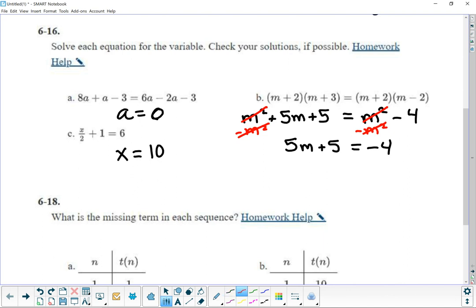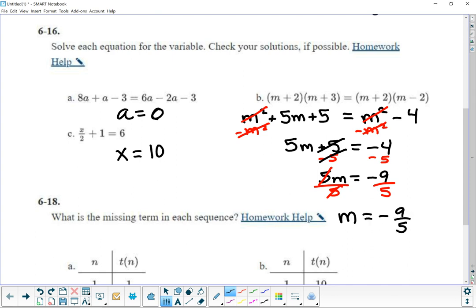I'm going to combine my numbers, so I'm going to go minus 5m, excuse me, minus 5, and these are going to cross out. I'm going to have 5m equals negative 9, because negative 4 and negative 5 makes negative 9. Then I'm going to finish it off by dividing by 5, because 5 times m, the opposite is divided by 5. These cross out, and I get my final answer, m equals negative 9 over 5.